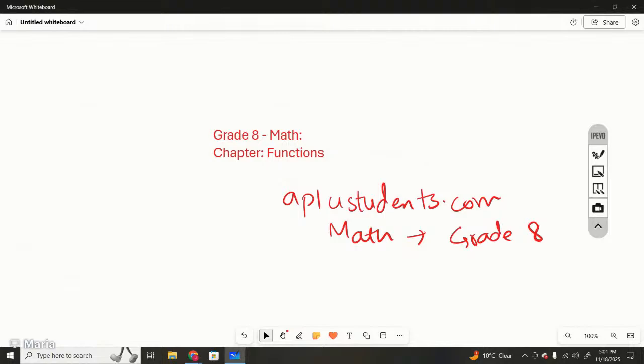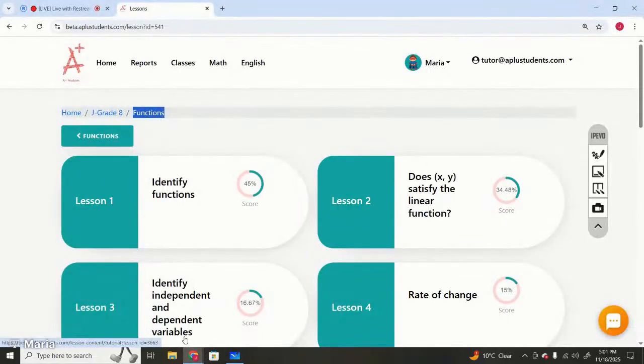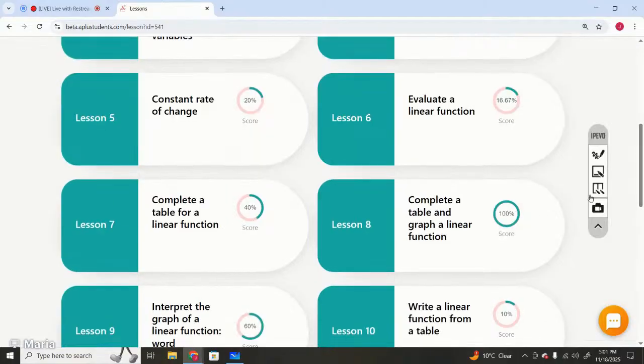We're going to start with the chapter functions. So please make sure you have your notebook and pencil so that you can note down the important examples and definitions as well.